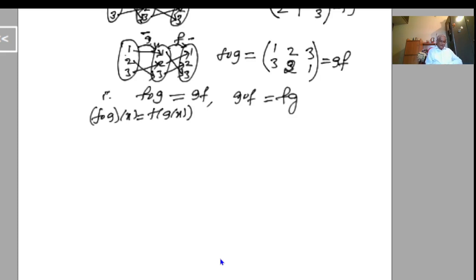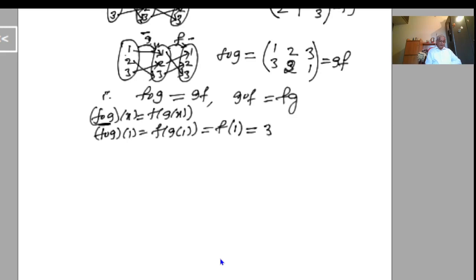And to find this F composition G, let me find out F composition G of 1, of 2, of 3. So of 1, we write this as F of G of 1. What is G of 1? In G, 1 is mapped onto 1. And this is equal to F of 1. What is F of 1? In F, 1 is mapped onto 3. This is equal to 3.